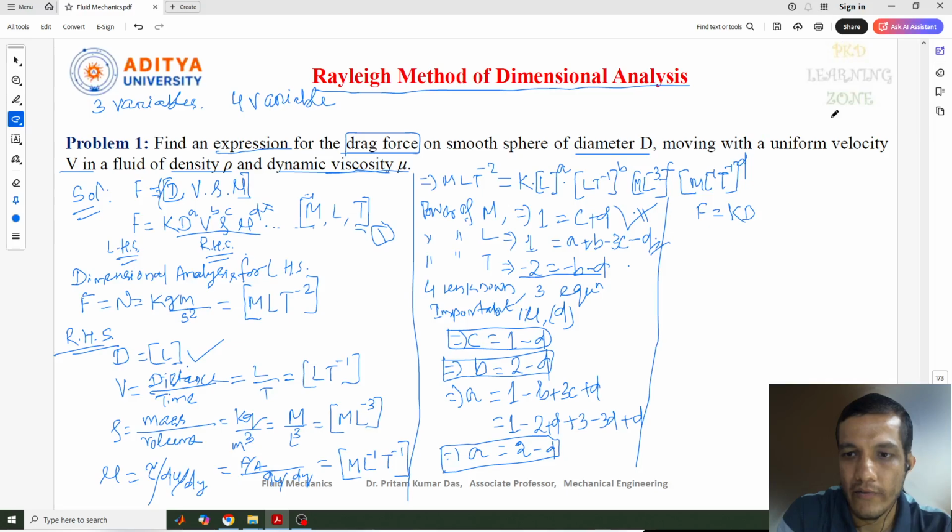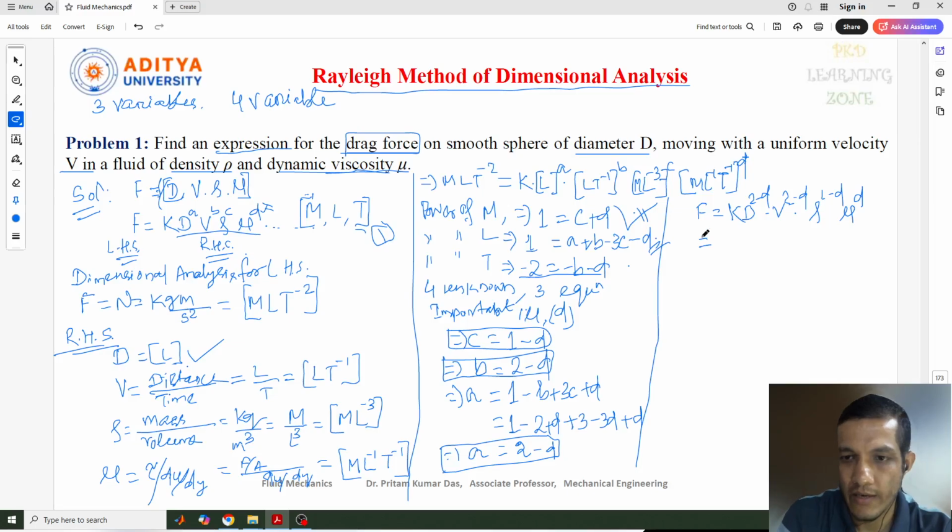The A value is 2 minus D, and next is V to the power B, where the B value is again 2 minus D. Similarly rho to the power C, where C equals 1 minus D, so rho to the power 1 minus D. And finally mu to the power D. D we keep as D, because we have not identified it; we only converted all the values in terms of D, so the powers will be the same. Now we need to split all these things one by one.